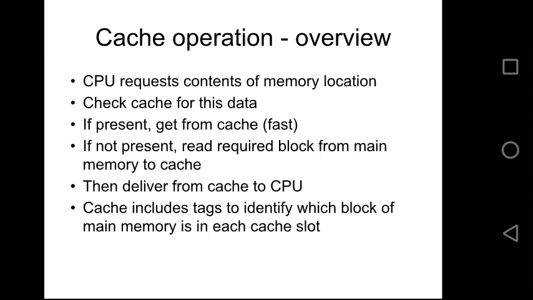So we'll discuss an overview of the cache operation. The CPU requests the contents of a memory location. First, it will see whether the particular data is available in the cache. If it is present, it is fetched from the cache. This is called a cache hit.